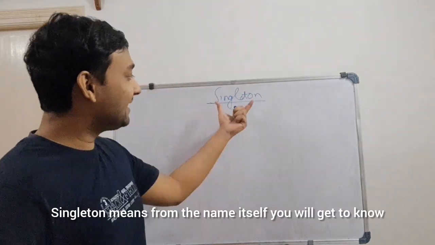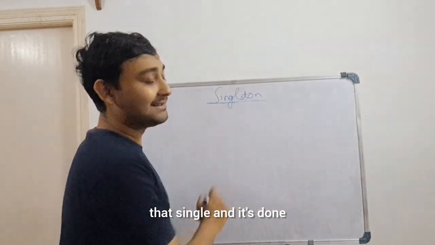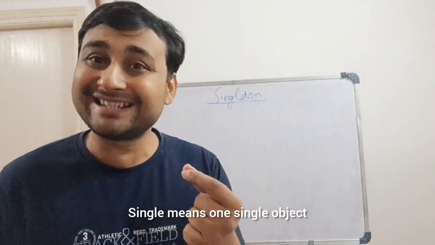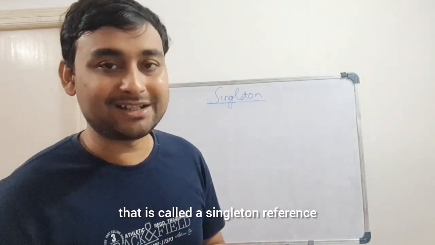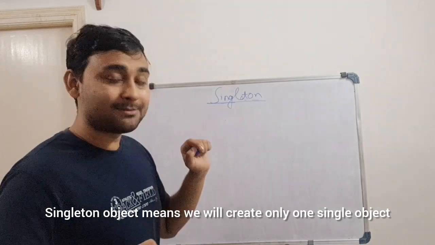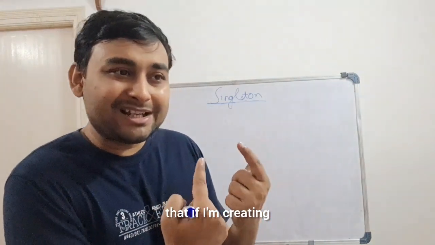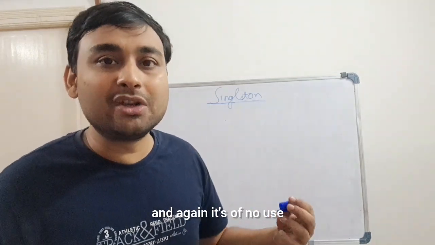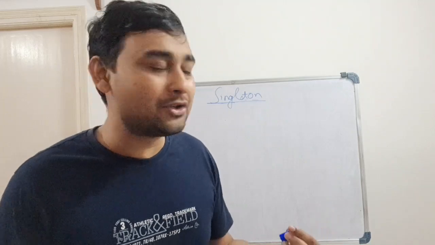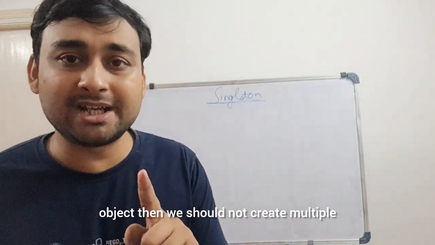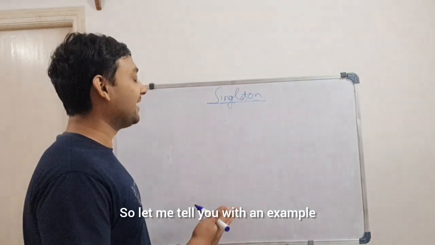Singleton, from the name itself you will get to know, means single and it's done. Single means one single object that needs to be created at any given point of time, and that is called a singleton reference. So a singleton object means we will create only one single object, and if I am creating that object again and again, it's of no use, right? Why should we create multiple objects? It's not required, right? If there is only a requirement of one particular object, then we should not create multiple objects for the same class. Okay, so let me tell you with an example.